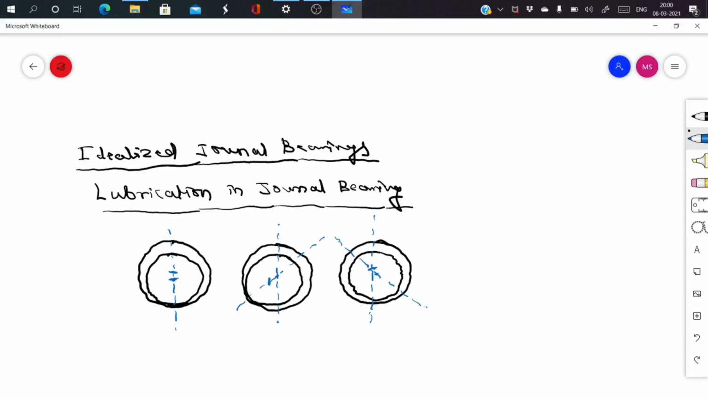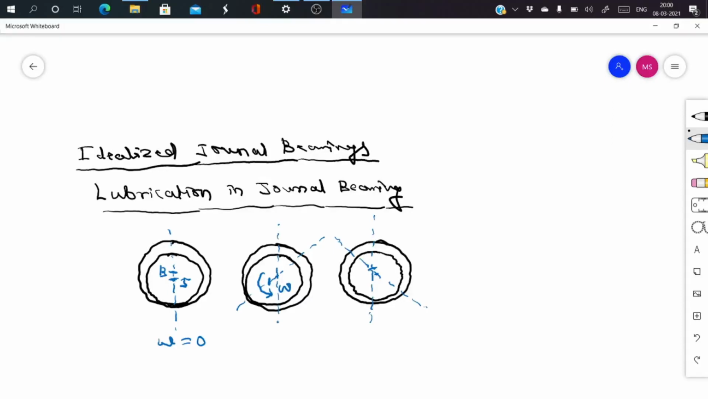Now when the velocity is 0, that is, omega, the rotation speed of the journal, is 0, then the journal is just sitting on the bearing. This is the journal center, this is the bearing center. Now you apply some rotation. Let us say we are rotating in this direction, omega.